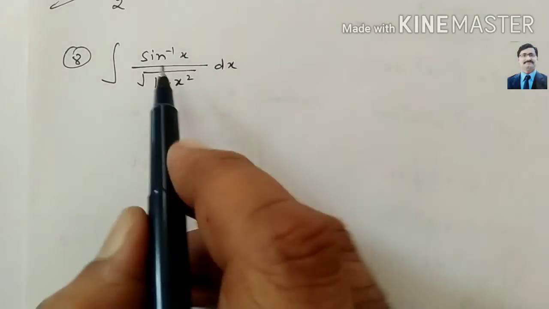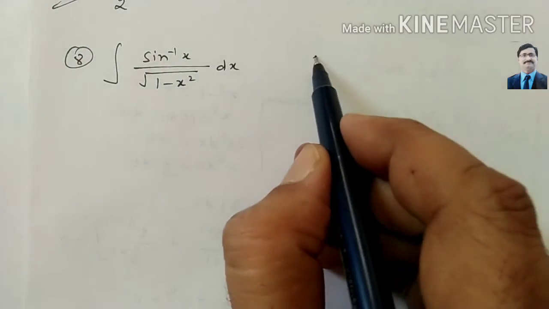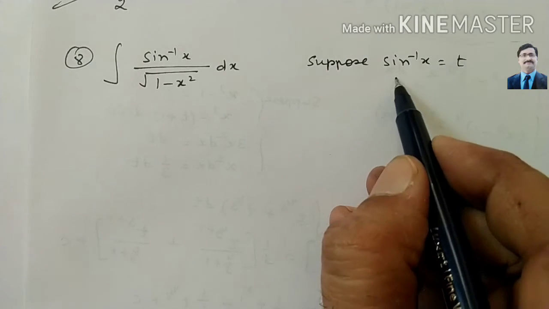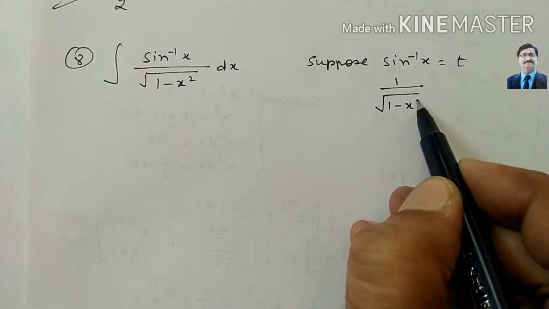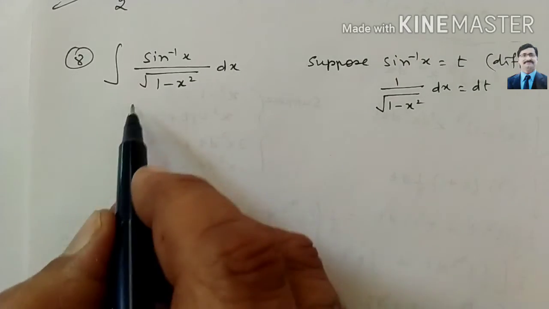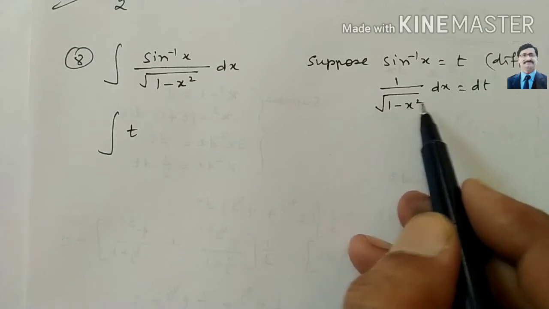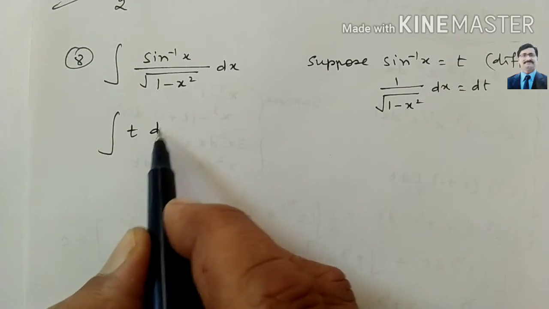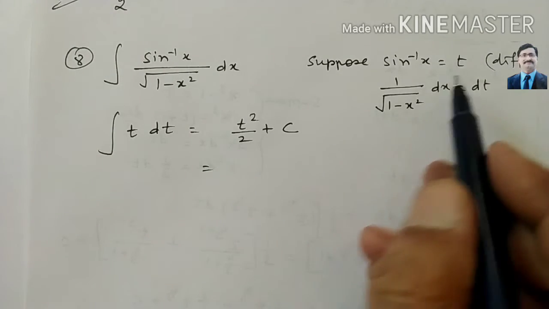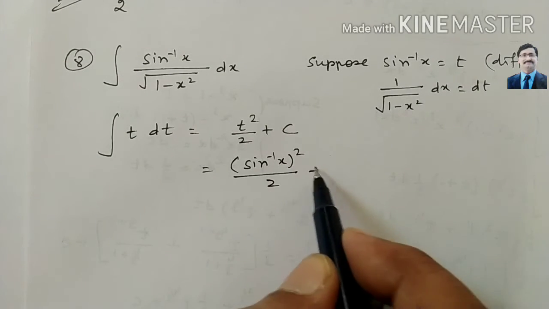Look at this question here. Directly we can see the differential of sine inverse x is this. So we suppose sine inverse x equal to t. Then we can write 1 upon root (1 minus x square) dx equal to dt. Differentiating, look here, sine inverse x we write as t, and 1 upon root (1 minus x square) dx we write as dt. So this becomes t square upon 2 plus c, and in place of t we put the value again, so we get (sine inverse x) whole square upon 2 plus c.